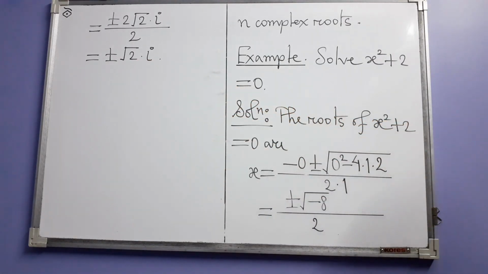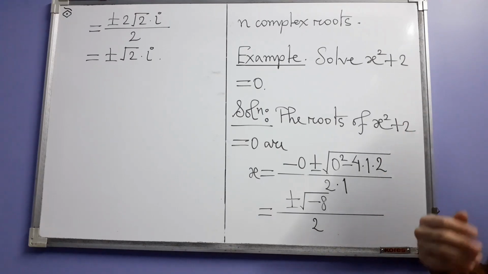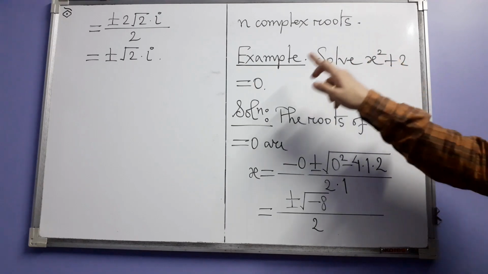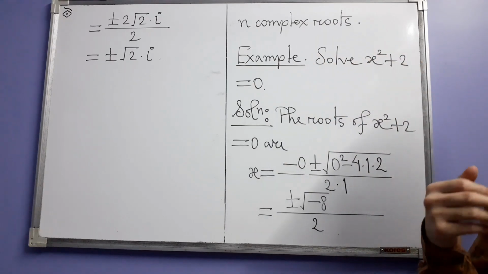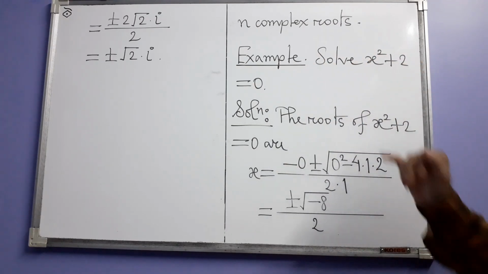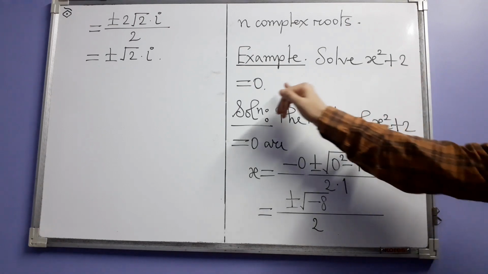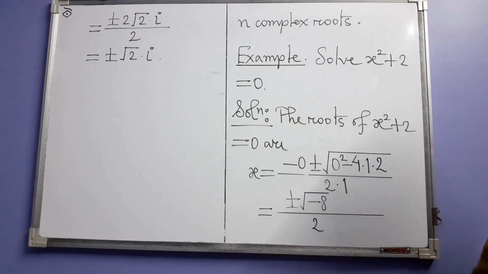Or you can do another thing, which in this case is easier than applying the formula. You can just solve the equation like how you usually solve such equations. You take the 2 on that side, it becomes minus 2, you take square root, so that way also you are going to get this. Let's see the next solution.